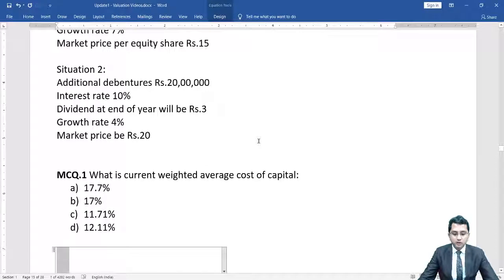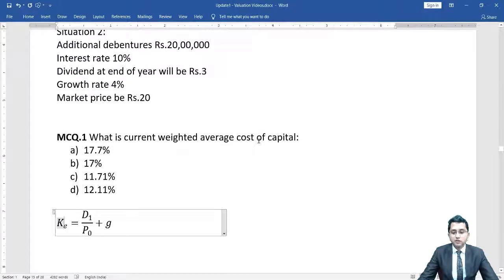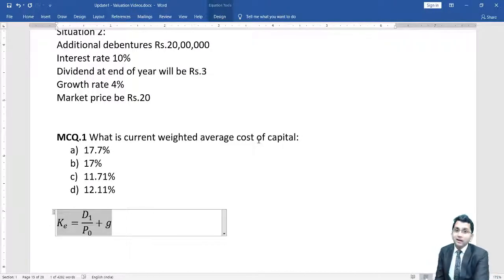So look here, the situation is like this. First of all, I'll have to calculate KD, KE, KP, and then only I'll be able to calculate WACC. So the formula for calculation of KE is D1 upon P0 plus G. Look, this is not a new formula. This is actually Gordon's model formula after shuffling. So the original formula is P0 is equal to D1 divided by KE minus G. But if I shuffle the formula, it becomes KE is equal to D1 upon P0 plus G.